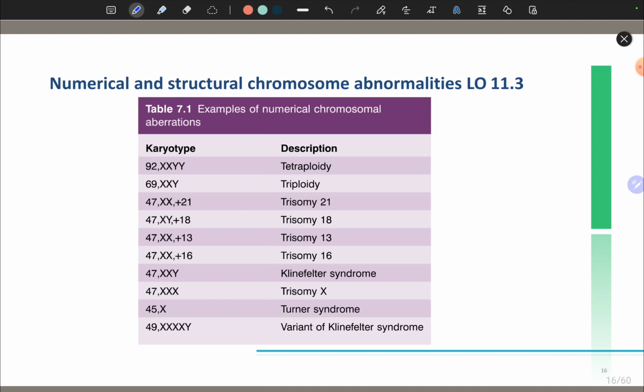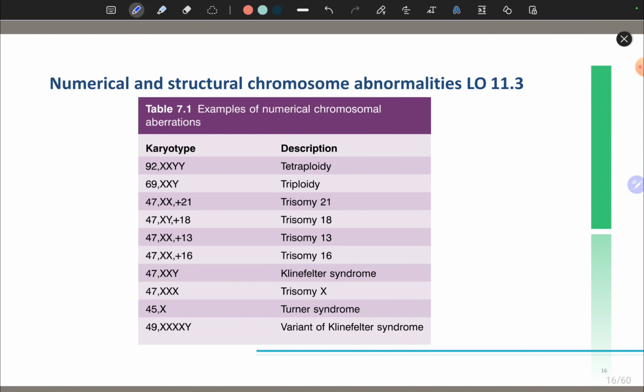Now the most drastic upset in the chromosome number is the entire extra set. So this is one condition. A cell with an extra set of chromosomes is called a polyploid. 2/3 of all triploids result from fertilization of an oocyte by 2 sperm.